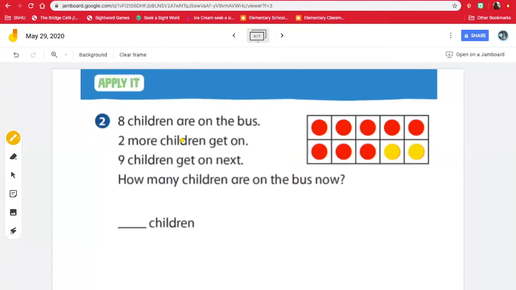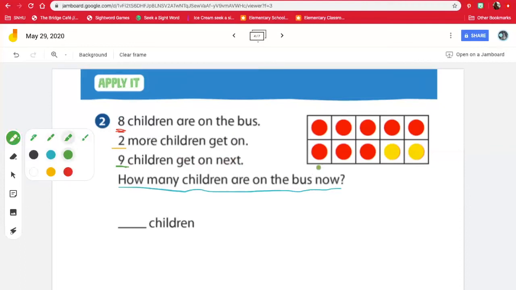Here's another problem. We have 8 children are on the bus. 2 more children get on. So I can see we have 2 yellow counters. I also see that we have 8 red counters. We have 5 on the top and 3 on the bottom, which shows 8. So it says 8 children are on the bus. 2 more children get on the bus. 9 children get on next. I don't see 9 green counters. We're going to have to plug those in. And the question's asking, how many children are on the bus now? Which means we need to add.